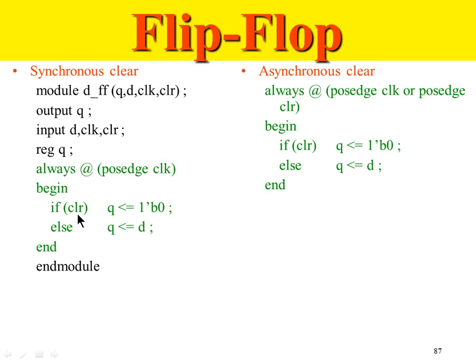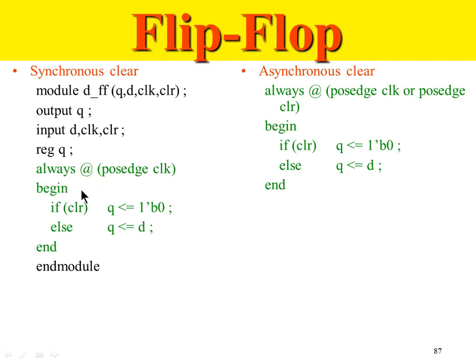Begin the always block. If clear is equal to one, or if clear is high, output is zero, one tick binary zero. Else output gets D. End always block, end module. All this logic inside the always block is working with respect to the positive edge of clock. Clear is also working with respect to the positive edge of clock. Hence it is called synchronous clear.